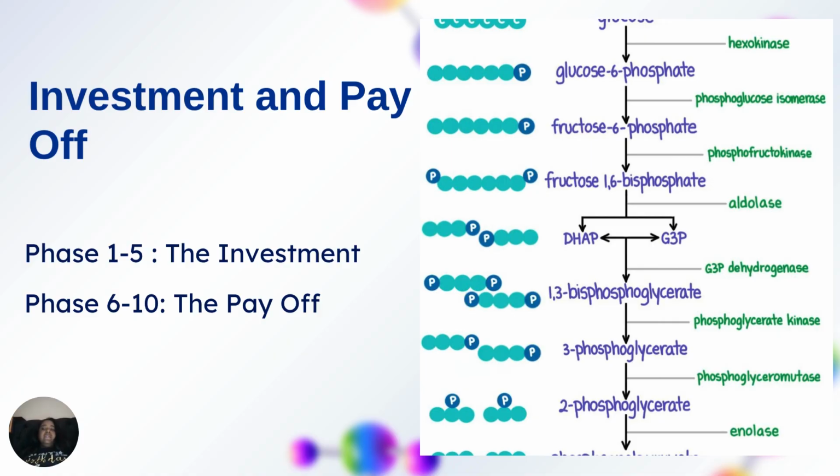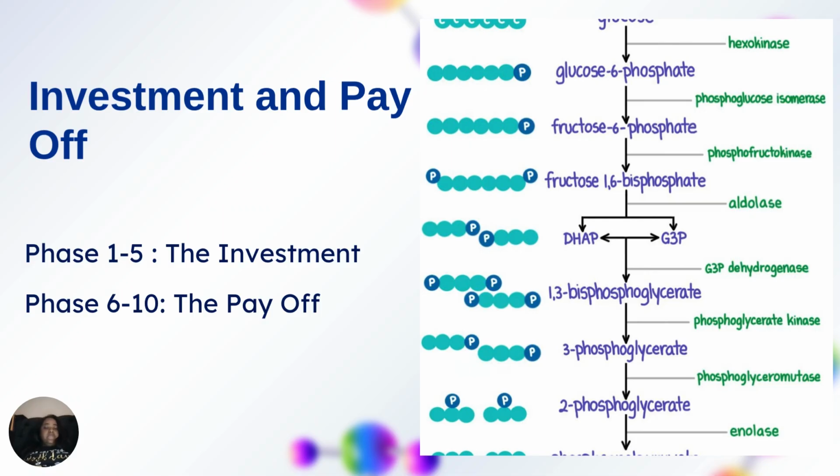The fourth step is aldolase. This is where fructose 1,6-bisphosphate splits into 3-carbon sugars known as G3P and DHAP. This is important because this is where the 6-carbon glucose becomes two 3-carbon pieces. The last step in phase 1 is triose phosphate isomerase. This is where DHAP is converted into G3P. Both molecules continue identically. This ensures that energy production happens evenly from both halves.